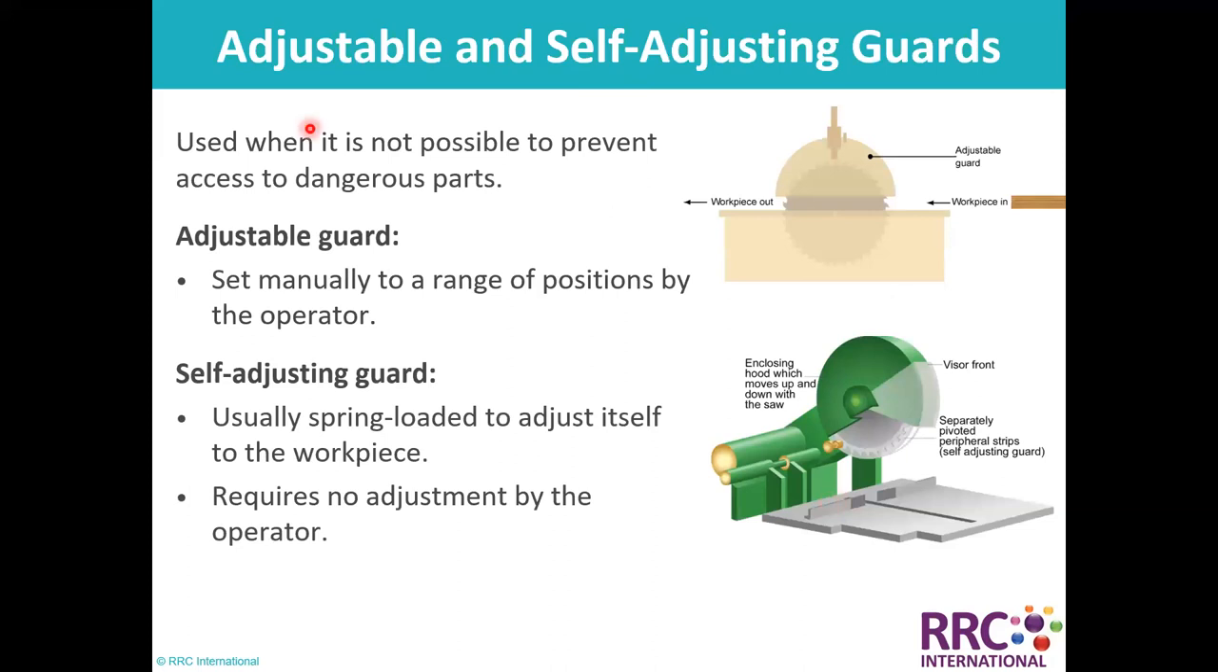Next is adjustable and self-adjusting guards. What are those? Here you can see the example in the pictures. These are adjustable guards. For example, if you are going to cut wood, based on the thickness of the wood, you are going to adjust them. You can keep them up, you can keep them down. Basically, yes, this is giving you some kind of protection. These are just like this fixed guard, but of course, these are adjustable. You fix them on one position and then you use the machine.